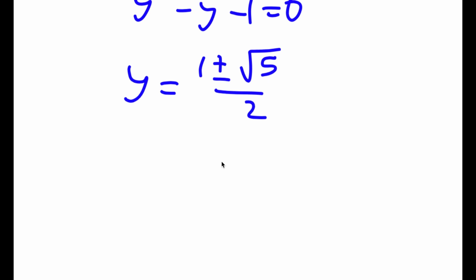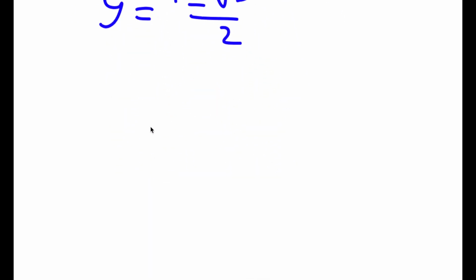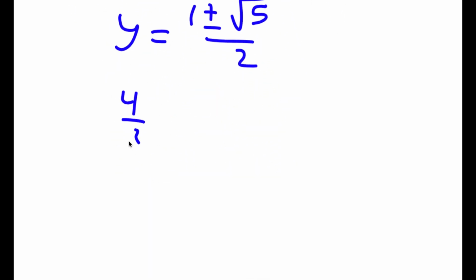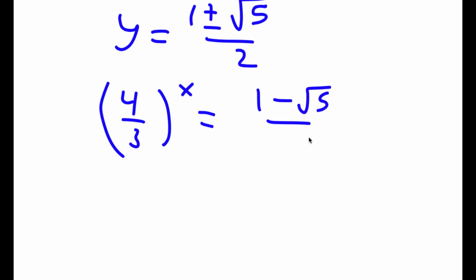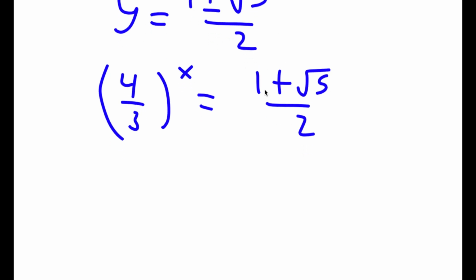Now, remember how we let y equal 4 over 3 to the power of x. So we have 4 over 3 to the power of x is equal to 1 plus the square root of 5 over 2, or 1 minus the square root of 5 over 2. And 1 minus the square root of 5, that's going to be a negative number, and you can't raise a positive number to a power and make it negative, meaning the only solution for y that works is 1 plus the square root of 5 over 2.